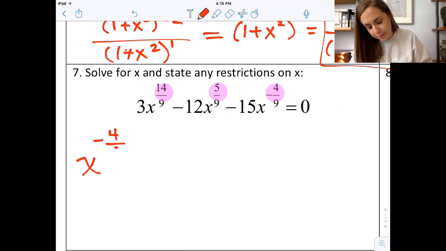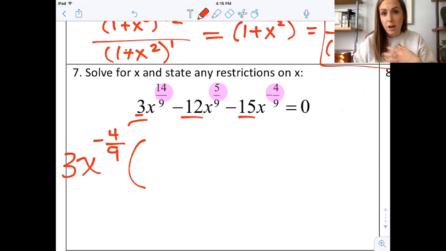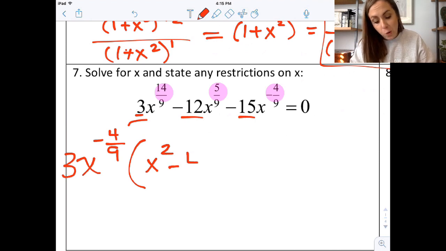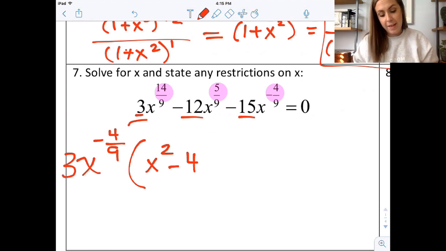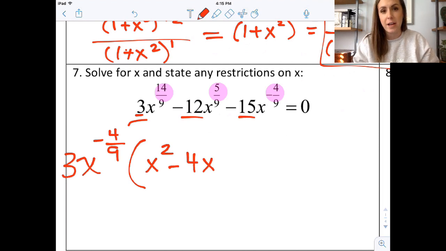But I also see that each of these have something that's divisible by 3. So I'm also going to factor out a 3. And then let's see what's left over. So the 3 would be gone. We factored it out, right? And then this would be 14/9 minus negative 4/9 is 18/9, which is 2. Minus 4, because we're doing 12 divided by 3. And then 5/9 minus negative 4/9 is 9/9, which is 1. And then minus, we're taking out the negative 4/9, and 15 divided by 3 is 5. So that's where I get to.